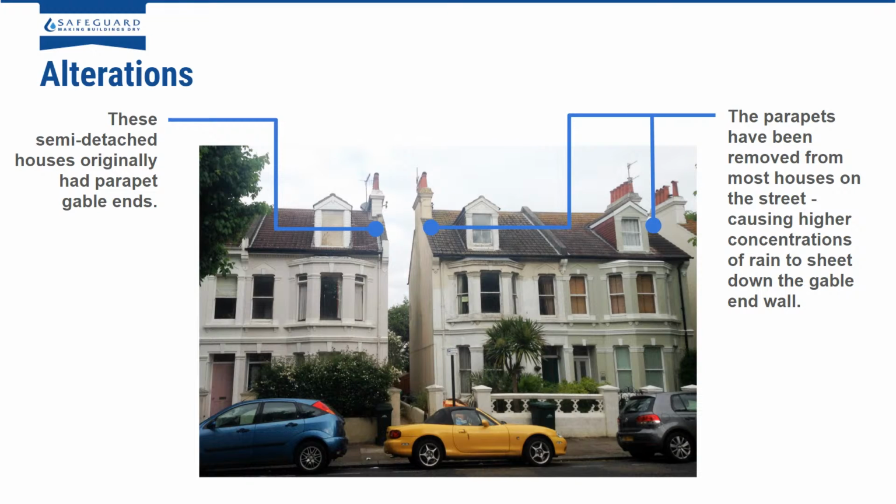So any sort of alterations that have been done. You can see in this situation here, these semi-detached houses originally had parapet gable ends, but the parapets have been removed from a lot of houses on the street, causing a higher concentration of rain to basically sheet down the gable end wall, which will allow a higher concentration of water. So these are the sort of things you need to be thinking about when looking at properties. This is quite a common thing to find on terraced houses.